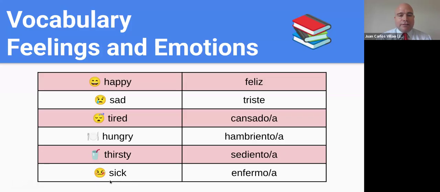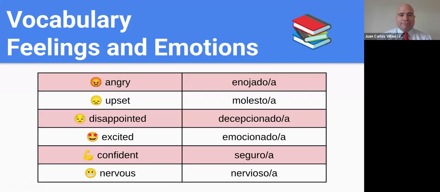Sick, sick, enfermo o enferma. Angry, angry, enojado o enojada. Upset, upset, molesto o molesta. Son alguien que se siente molesto, upset.